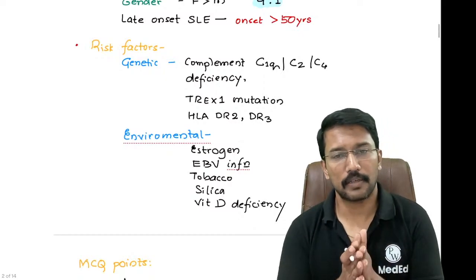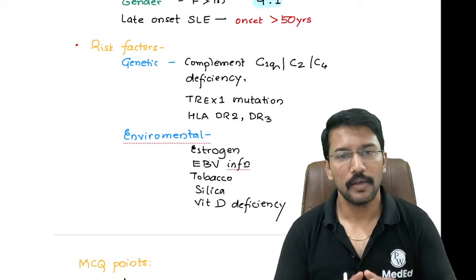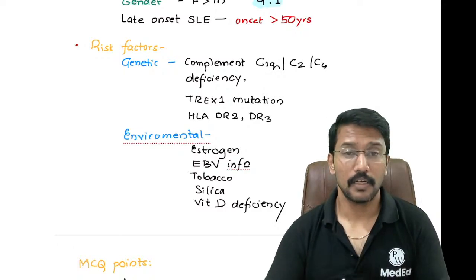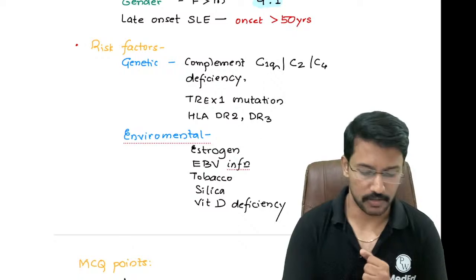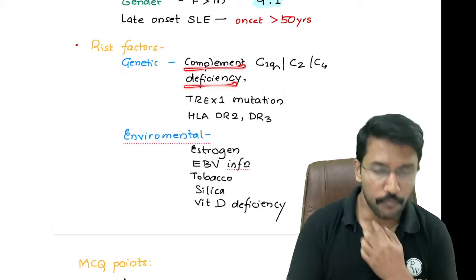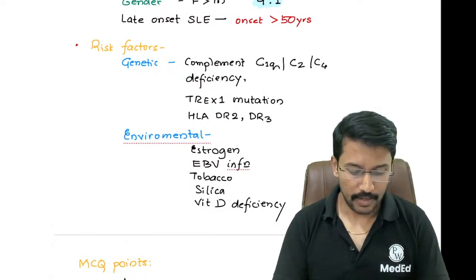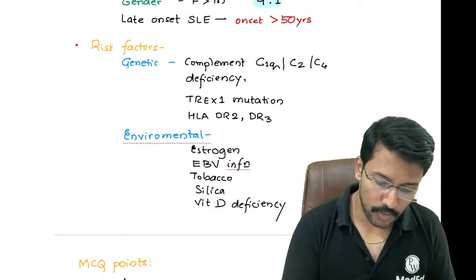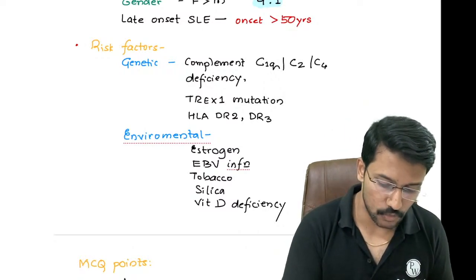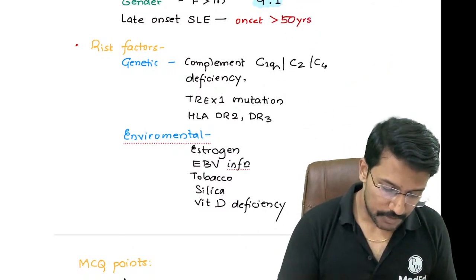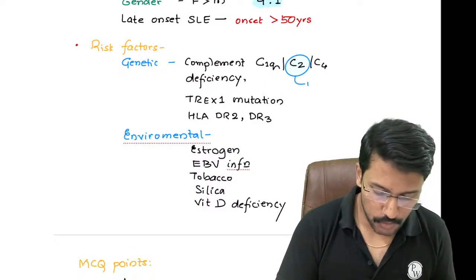When it comes to risk factors, we will divide them into genetic factors and environmental factors. Now when it comes to genetic factors, the strongest known genetic risk factors are related to complement deficiency, because patients with SLE are often found to have deficiency of some early complement components, and among them the most common component of the complement system which is deficient in patients with SLE is C2. C2 deficiency is the most common complement deficiency. This is an important MCQ point that I am giving you.